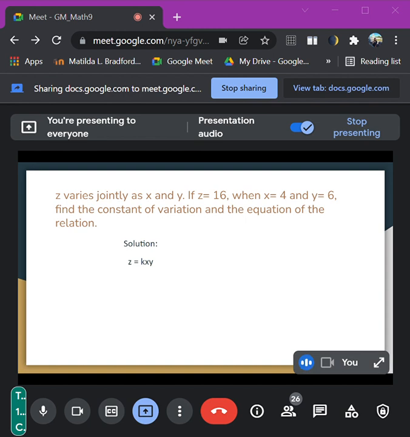Now, this time we're going to find the constant. How are we going to get the constant? We will just substitute. We will change our equation into the constant. We substitute directly, without first changing it into k is equals to, so that you won't have a hard time, because it is easier to solve.